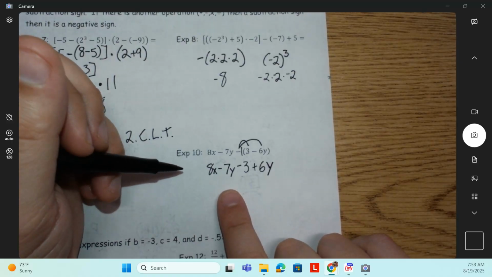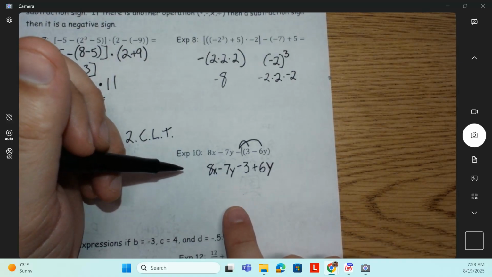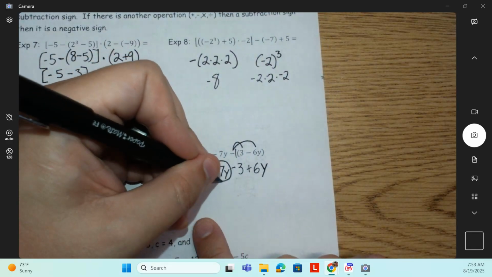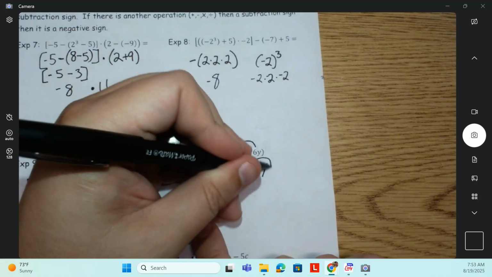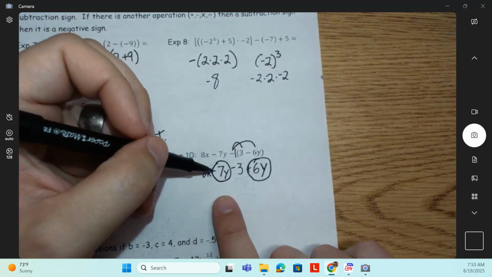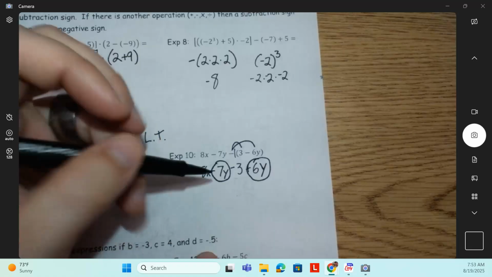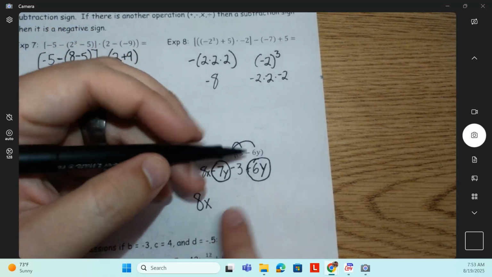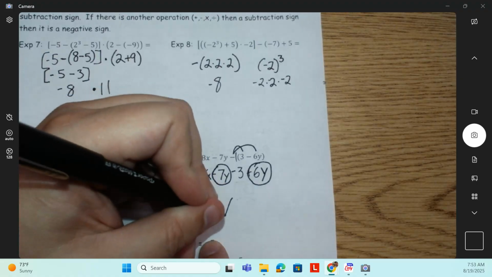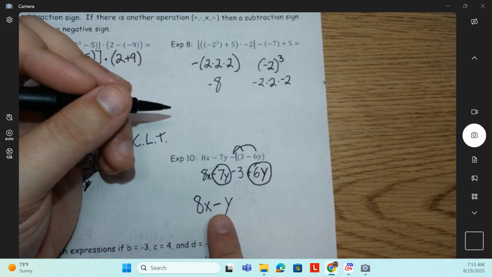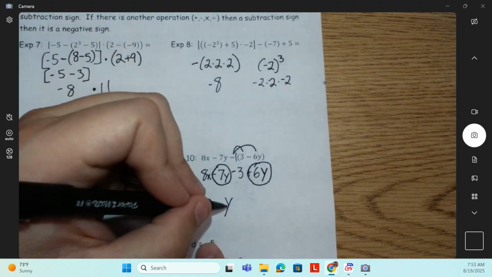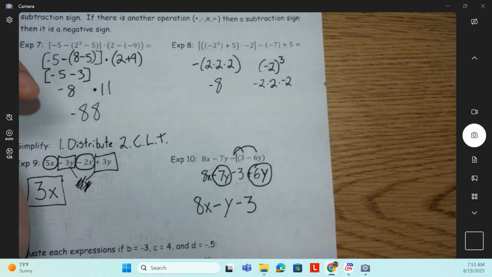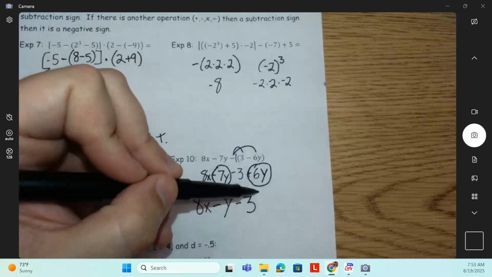So, looking at this, all that's left for me to do is find any like terms. The only ones I see that have a variable in common are my negative 7y and positive 6y. So that means 8x gets to stay the same. Negative 7y and positive 6y leaves me with a negative 1y, which I could write just as a negative y, so it doesn't have to have the 1 there. And then negative 3 is going to stay the same as well. And that is our answer on this one.